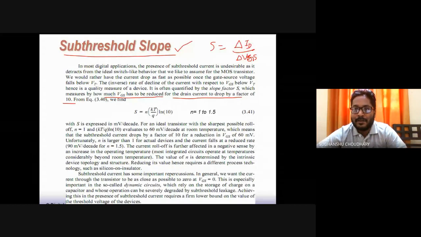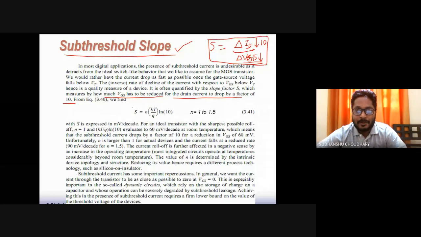So why is this important? In digital circuits, it is easy to switch on the devices, but sometimes it becomes difficult to switch off the devices. To switch off the device, you will obviously reduce this VGS. If you reduce VGS, ID should also reduce. So how much VGS should be reduced so that my current drops by a factor of 10? This explains my sub-threshold slope.